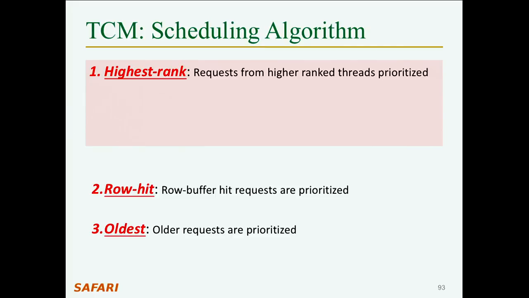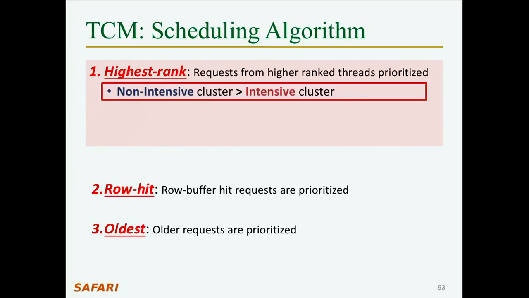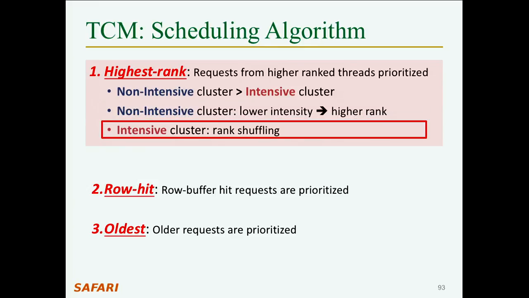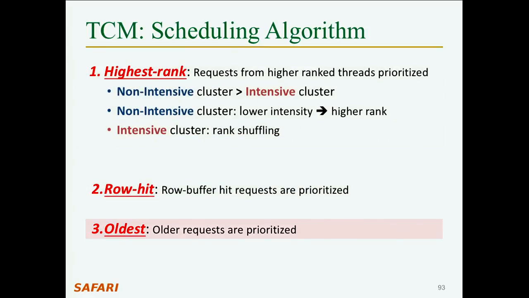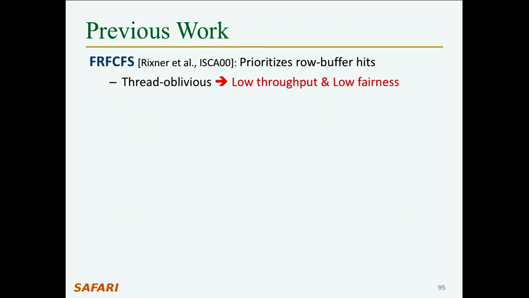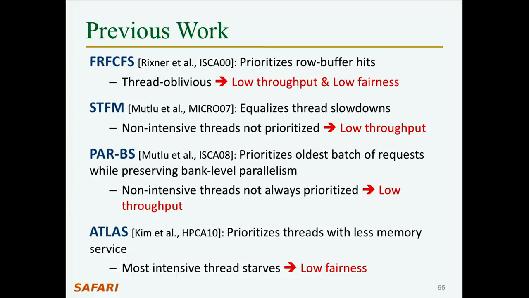So this is a scheduling algorithm. The highest ranked threads are prioritized. This means that the non-intensive cluster is always prioritized over the intensive cluster. And within the non-intensive cluster, lower intensity threads are higher ranked. Within the intensive cluster, we do use rank shuffling. After this, the next thing we look at is row buffer hit, and the next is age, or older requests. You can read the paper for details on the storage. Storage cost is higher than Atlas. Hopefully there are no computations on the critical path, but there's complexity associated with it. We've covered this, so I'm not going to go through it, but you can look at the slide.